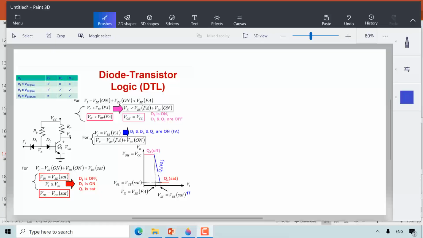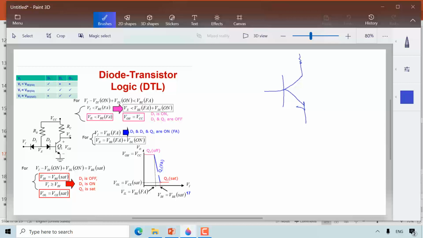Hi, we are continuing the discussion of building digital electronic gates. Now we are looking at the family of diode transistor logic. And the diode transistor logic also depends on controlling the state of a BJT device, all right?